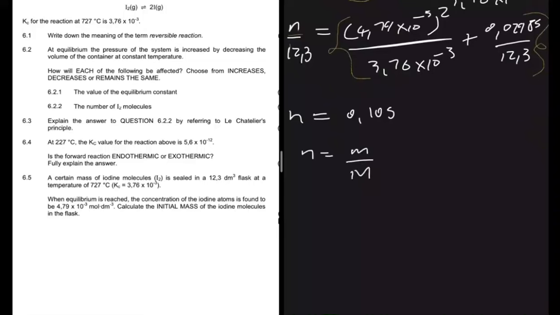So what is the molar mass of I2, right? So we're going to have 0.105 equals the mass divided by 127 multiplied by 2. So the mass is 0.105 multiplied by 254, which is equal to 26.6 recurring grams.